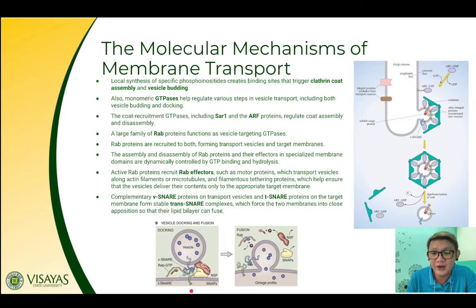Complementary v-SNARE and t-SNARE proteins are on the transport vesicles and the target membrane, respectively. They form the stable trans-SNARE complex, which holds the two membranes in close opposition so that their lipid bilayers can fuse. Just like that.